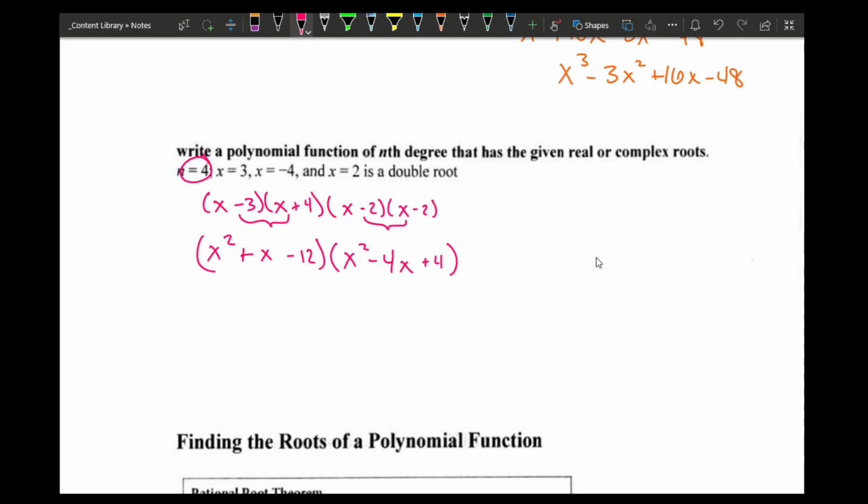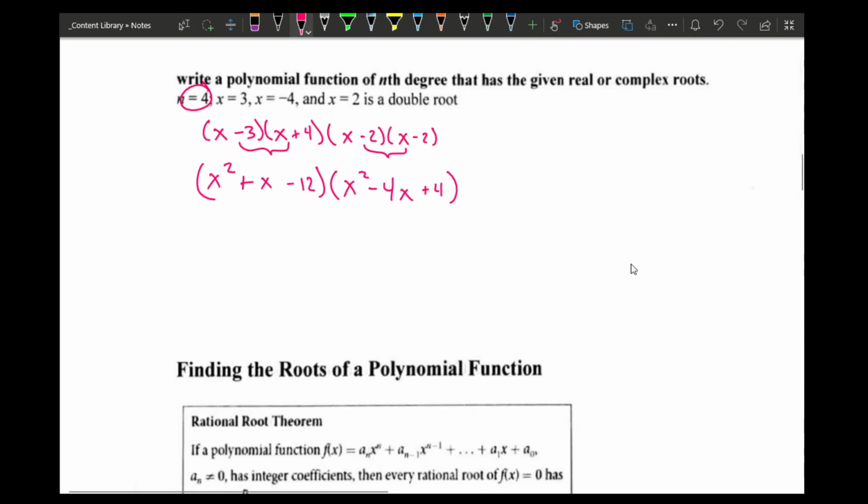Okay, this is going to be fun. Let's see if I can write this in a straight line and not go crazy. All right, here we go. x squared times x squared, x to the 4th. If I miss anything, you guys let me know because this is a lot.